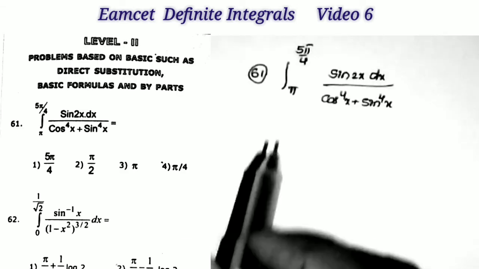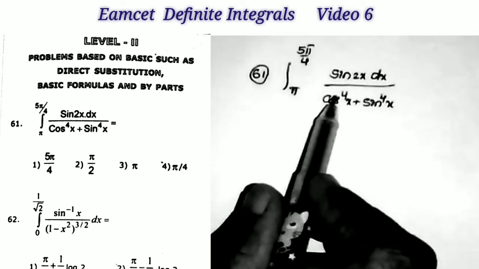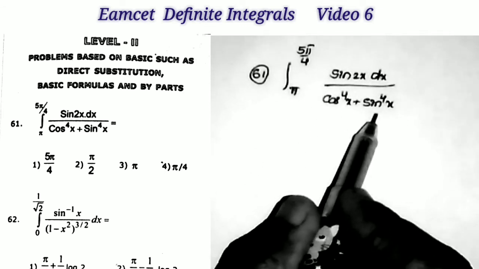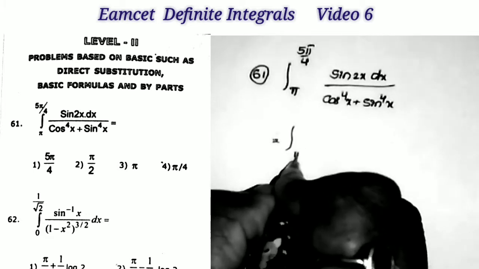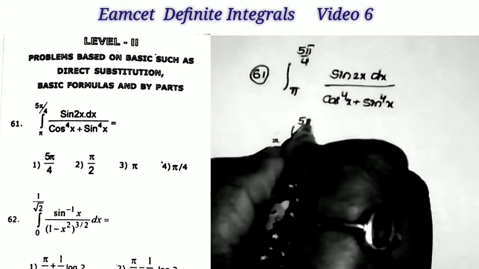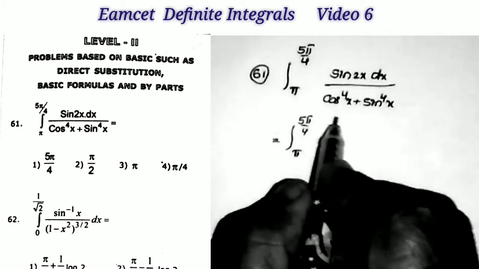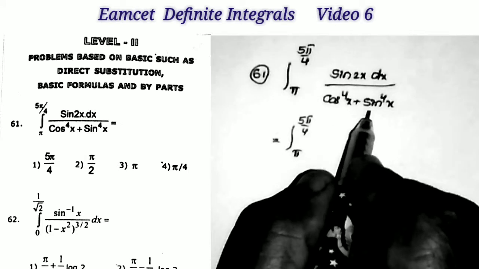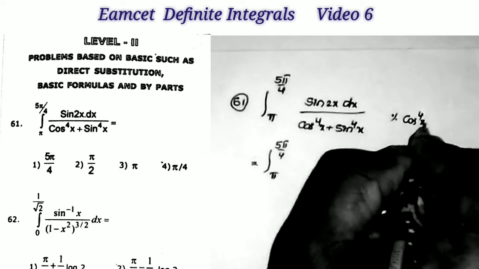This is sum number 61. The question is the integral from pi to 5 pi by 4 of sin 2x by cos power 4x plus sin power 4x into dx. To solve this question, first I divide the total numerator and denominator by cos power 4x. In the denominator we have cos power 4 and sin power 4, so I divide the total numerator and denominator by cos power 4x here.